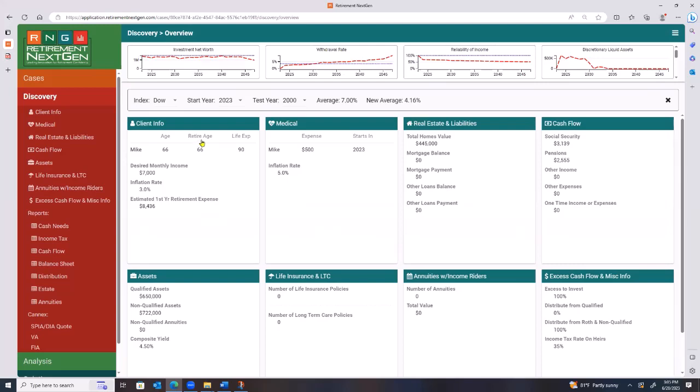Very conservative investor is 50-50, qualified, non-qualified. Well, he's got about half his money qualified, non-qualified, and half of his fixed and half of his equity. We have the equity at 7% and the fixed at 4%. Note on that 4%, we're using 4%.